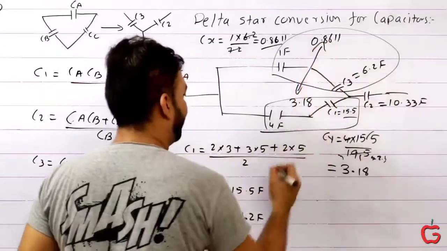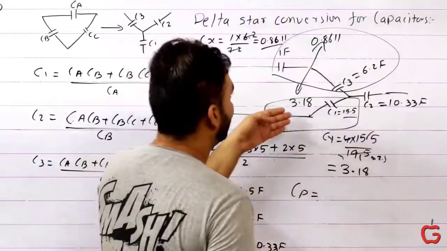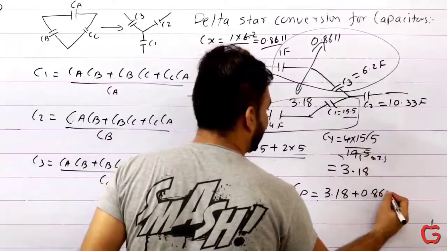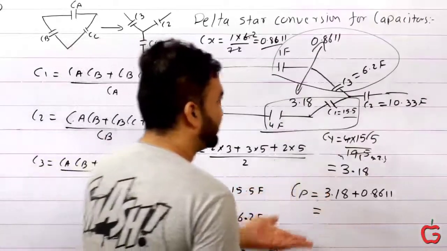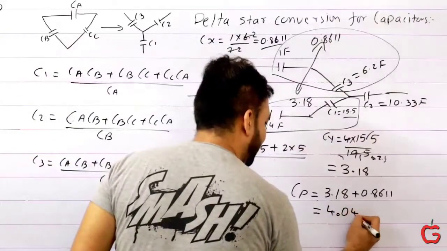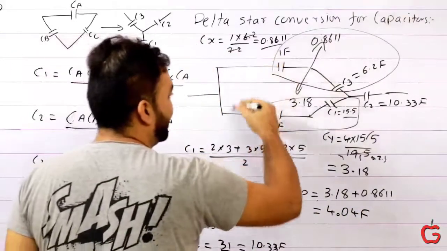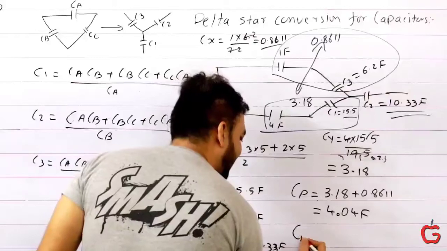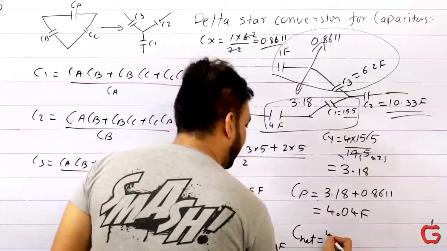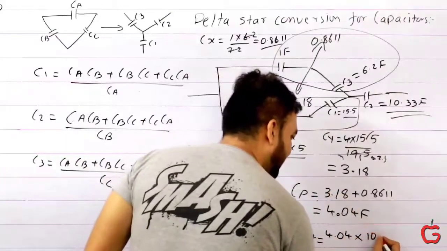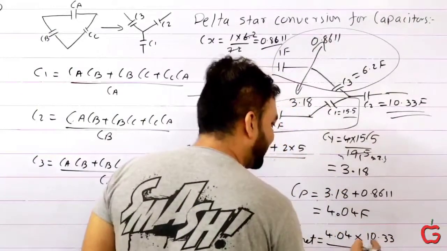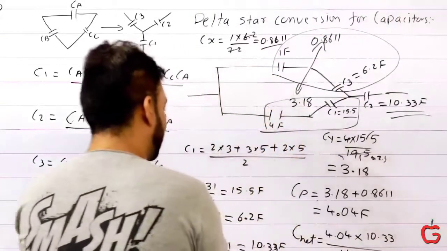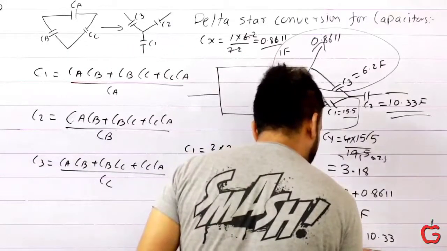These are in parallel. So the parallel capacitance for these is 3.18 plus 0.8611. So we are rounding this off. So this comes to be 4.04 farad. And this 4.04 farad is in series with 10.33. So the net capacitance comes to be 4.04 times 10.33 by 4.04 plus 10.33, so 14.37.